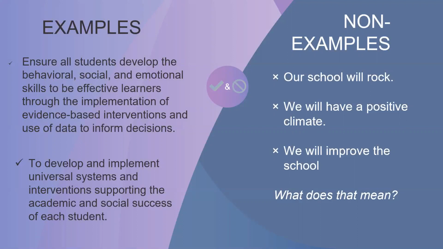We'll have a positive climate. Again, we like that, but how? We'll improve the school. Yes, but how? And what are we improving? So what do these things mean? It doesn't have to be long. Again, 2 to 3 sentences, but we do need a little bit of elaboration.